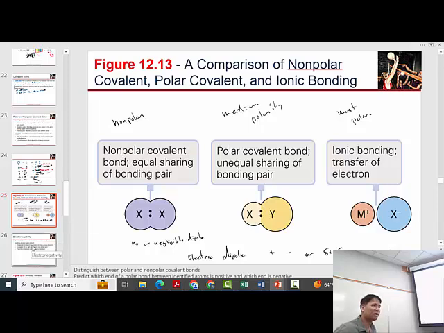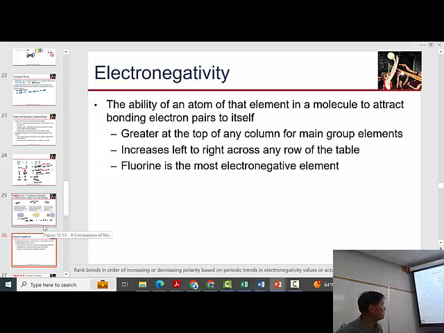We have to define another characteristic that should have been defined in chapter 10, but it wasn't. I talked about electron affinity. There's something that sounds very similar to it called electronegativity. Electronegativity is the ability to attract electrons, not just electron pairs, just electrons to itself. Fluorine is the most electronegative, and we look at Pauling.